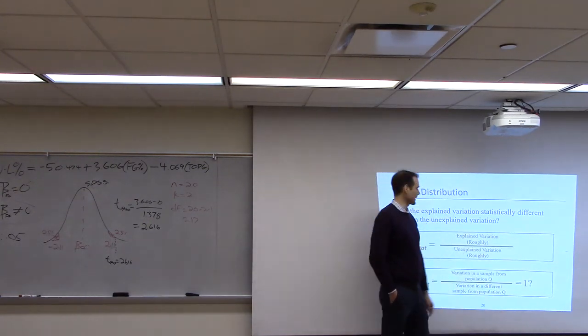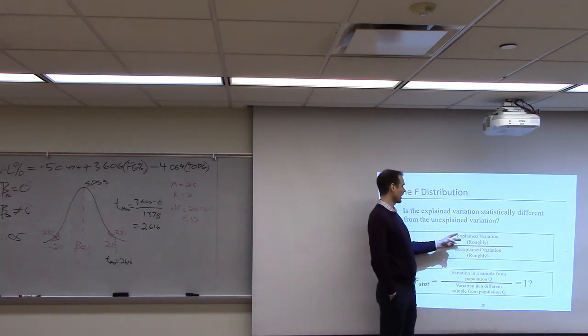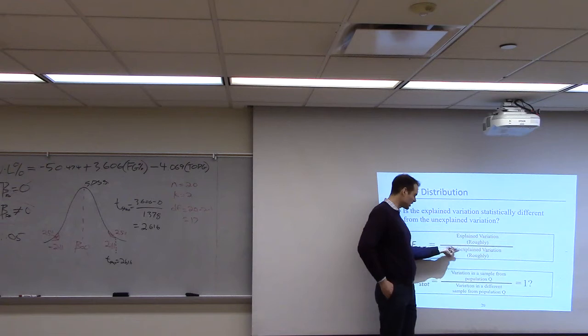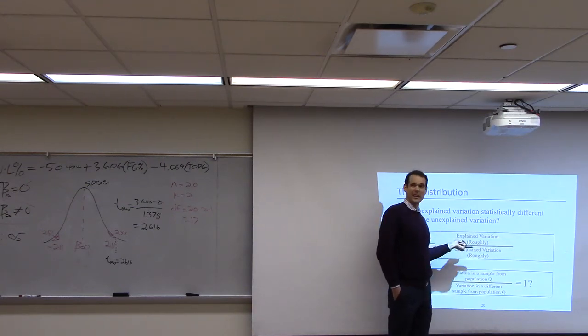So we need to see, does it equal 1 once we run the regression line? If we have a lot of explained variation and a little bit of unexplained variation, this is not 1, this becomes 5, 10, 20, some number greater than 1. And the higher the better.